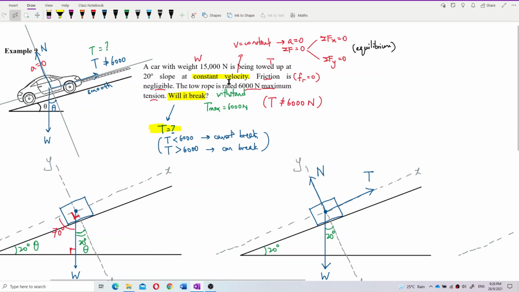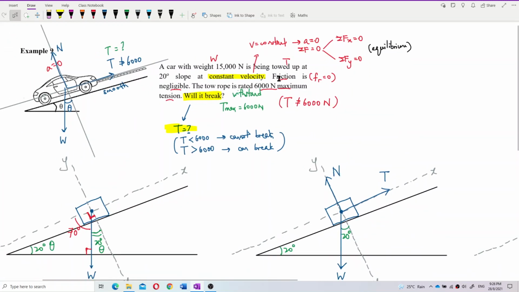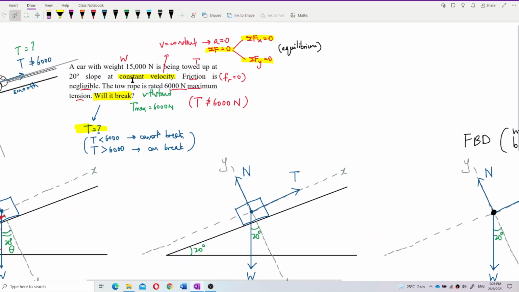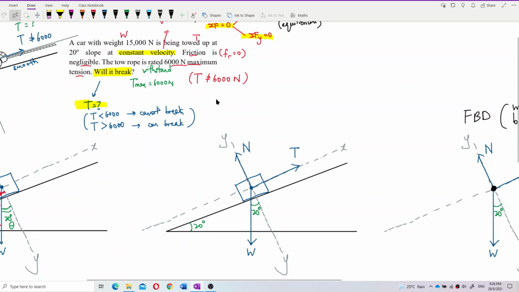friction is negligible. It's constant velocity. Use the concept of equilibrium. Total force equal to 0. That means total Fx equal to 0, Fy equal to 0. Currently the velocity is constant, so just write acceleration 0, because velocity is constant. Never mind for a second.